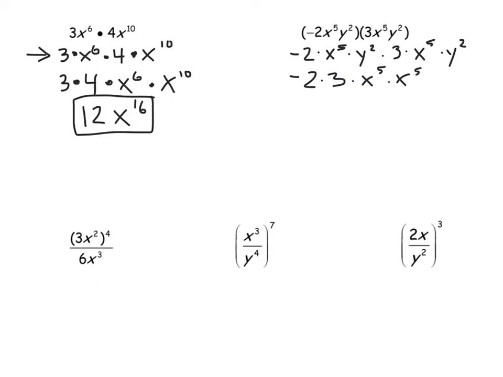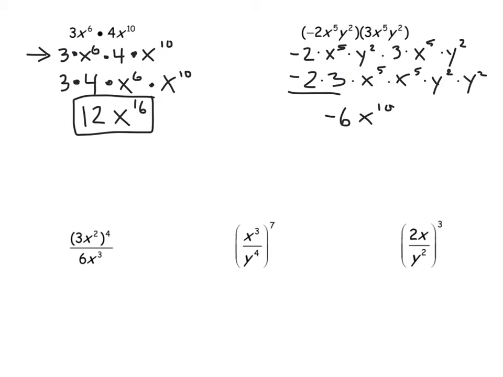Then I have a y to the 2nd power here and another y to the 2nd power here. So times y to the 2nd times y to the 2nd. So now if we do our multiplication, we have negative 2 times 3 right here, that's negative 6. We have a base of x and a base of x. If we have the same bases, we add the exponents, so 5 and 5 is 10.